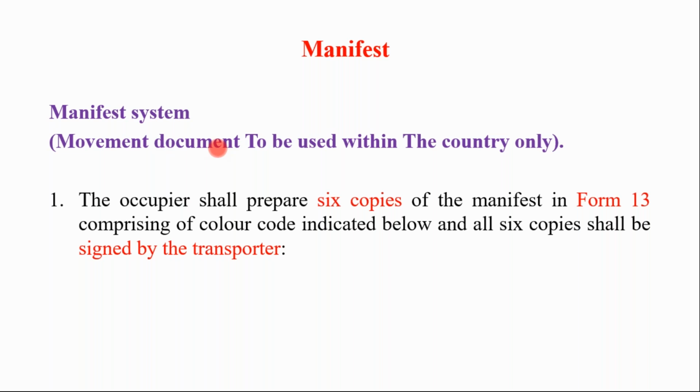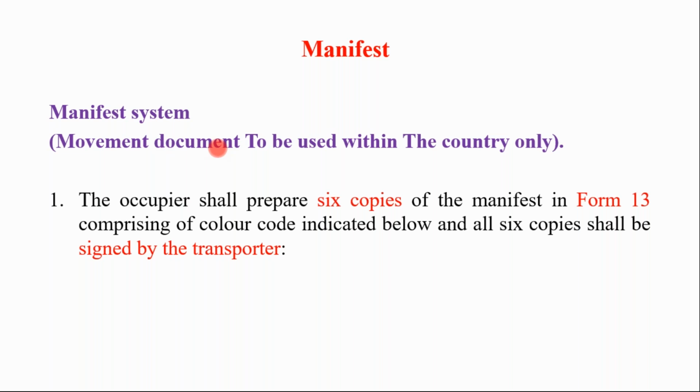So the occupier shall prepare 6 copies of the manifest in form 13, comprising the color code indicated below, and all the 6 copies shall be signed by the transporter. So in the manifest system there are 6 different color copies of this manifest in form 13, and all these copies should be signed by the transporter. So we will check what exactly these 6 colors are and what their significance is.